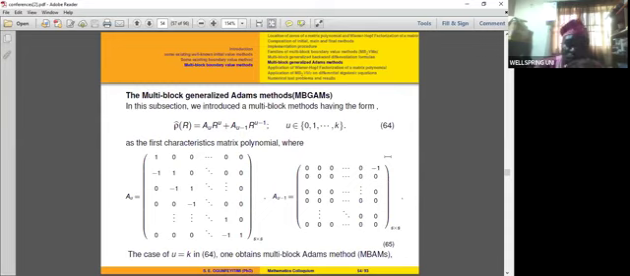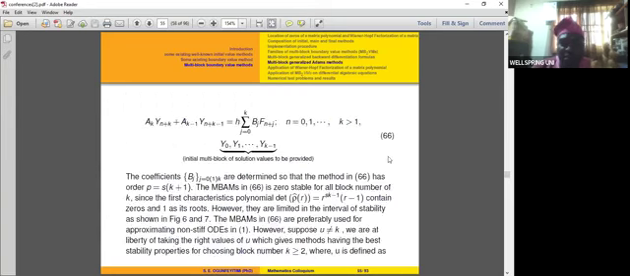We assume that our u is not equal to k. But for the case of u equals k, it will give us the multi-block initial value Adams method, which is given below in 66.